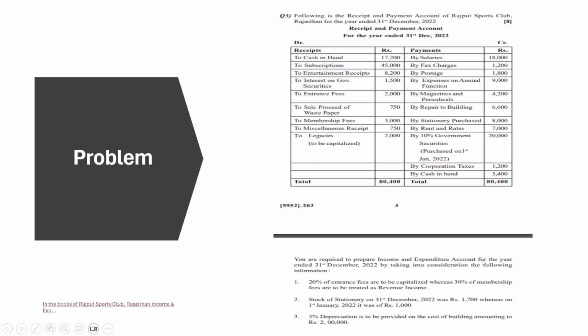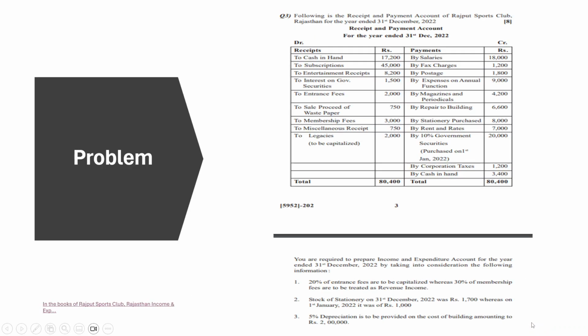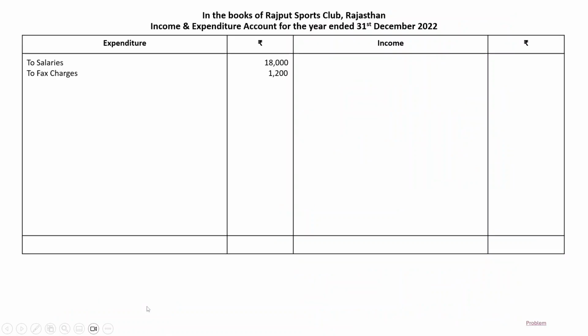Okay, the next amount that is given, what is that? Under the payment side, by fax charges, it is also a revenue expenditure. So that whole amount we have to transfer under the expenditure side. There is also no adjustment, so transfer the whole amount there. To fax charges 1,200. Okay, the next, what is there? By postage, it is also revenue expenditure. So the whole amount is transferred to the expenditure side and there is no adjustment. So to postage 1,800.